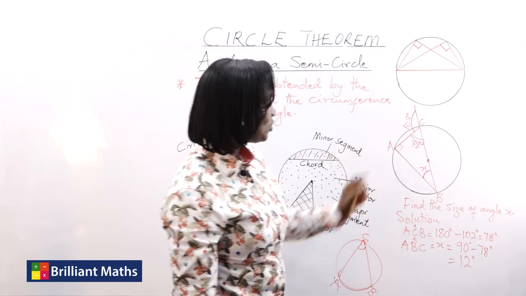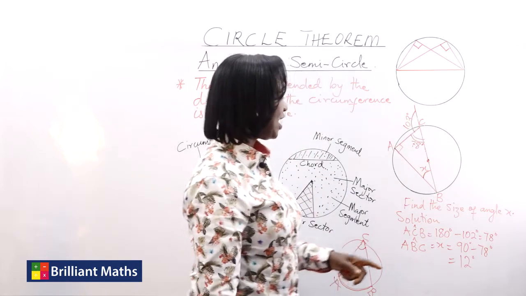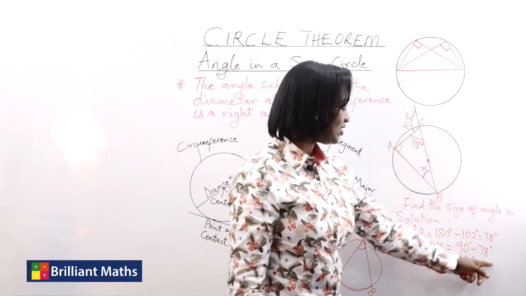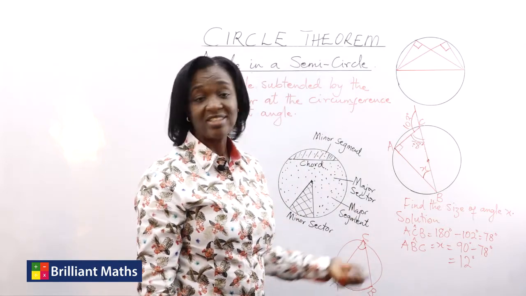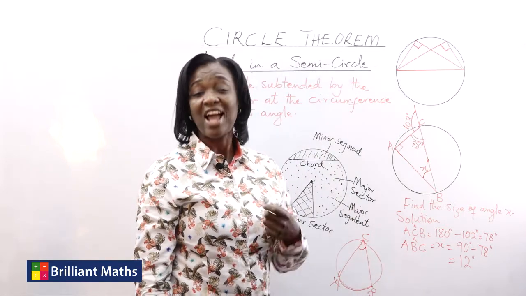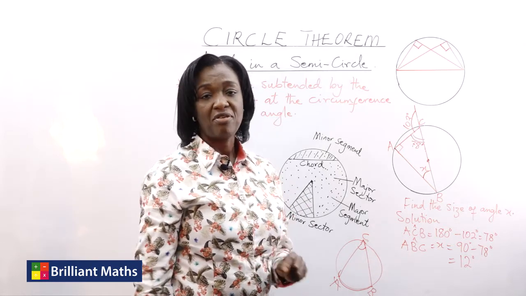So angle x, which is equal to angle ABC, is 90 degrees minus 78 degrees, and that gives us 12 degrees. Like I said, circle theorems is actually very easy. Let's look at another theorem.